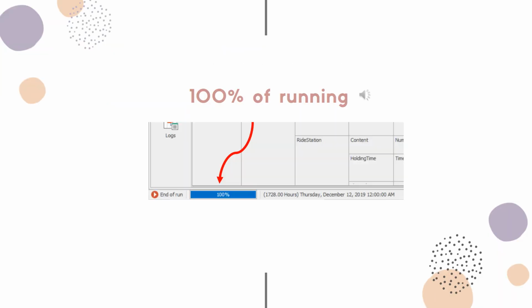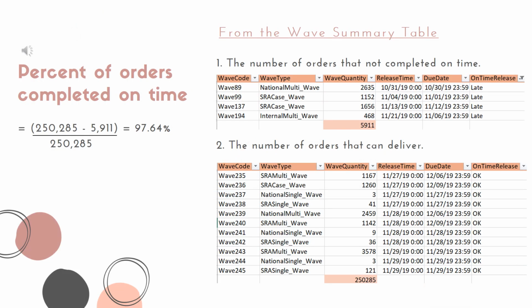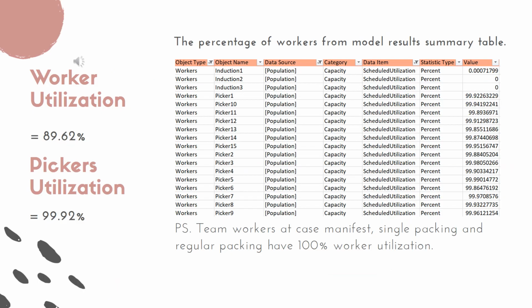When we finished 100% of running the model, we found some interesting criteria which can be further analyzed for wave and picking strategy improvement. Percent of orders completed on time equals 97.64%. Worker utilization equals 89.62% and picker utilization equals 99.92%.